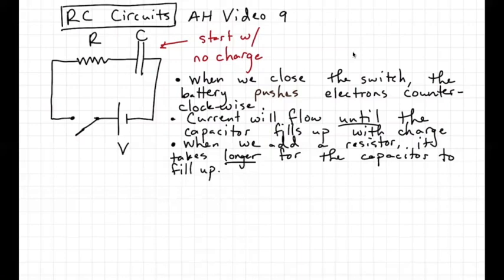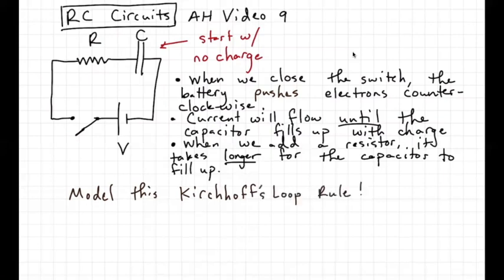So how do we model this? We can use Kirchhoff's loop rule. Two H's in Kirchhoff, which is always weird. It's still true.